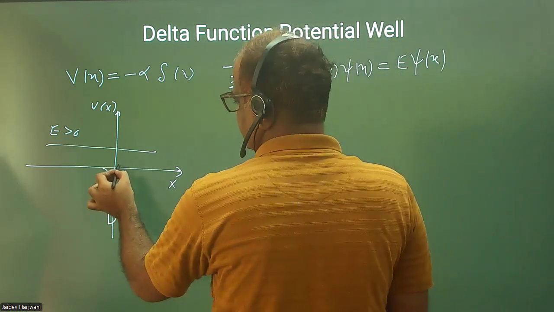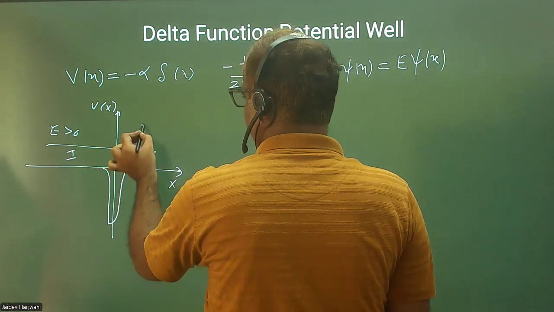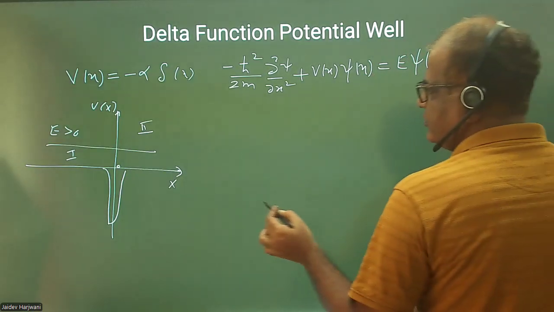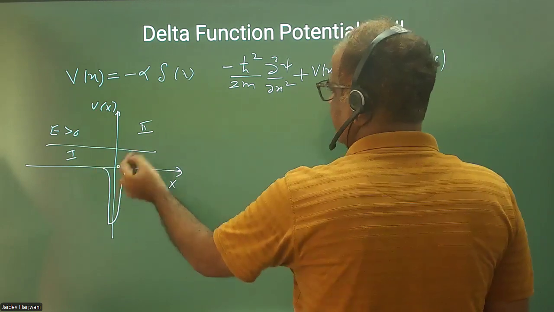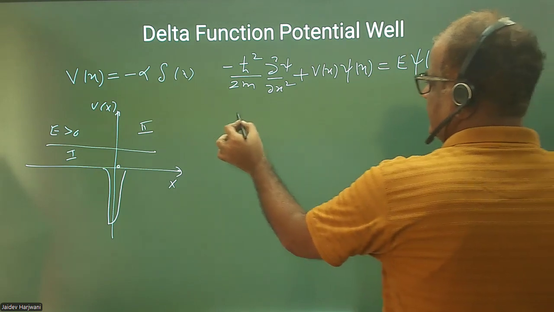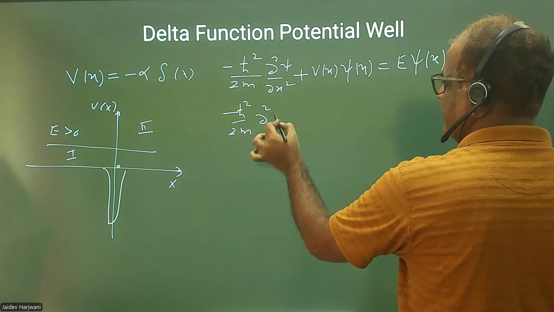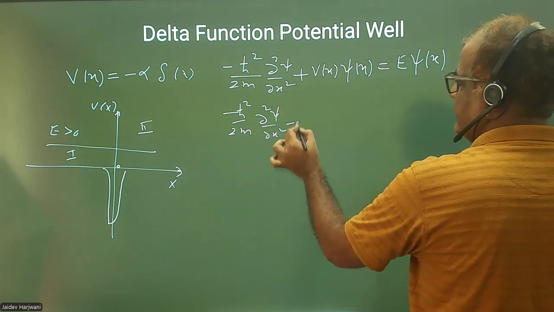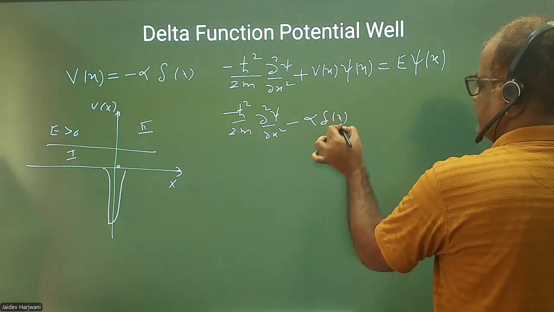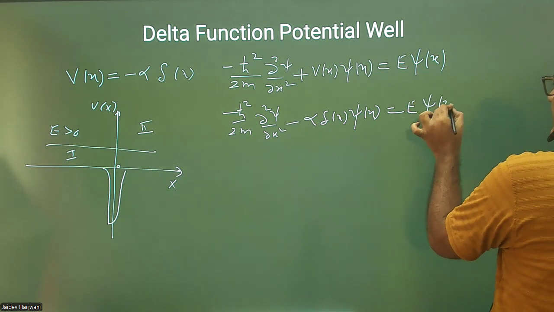So this is my x = 0. I will write this equation for two regions. I call this region 1 and this region 2. Now regions 1 and 2 both have potential 0 because the delta function has a value only at x = 0. So this equation now is -ħ²/2m ∂²ψ/∂x² plus (-α δ(x))ψ(x) equals Eψ(x).